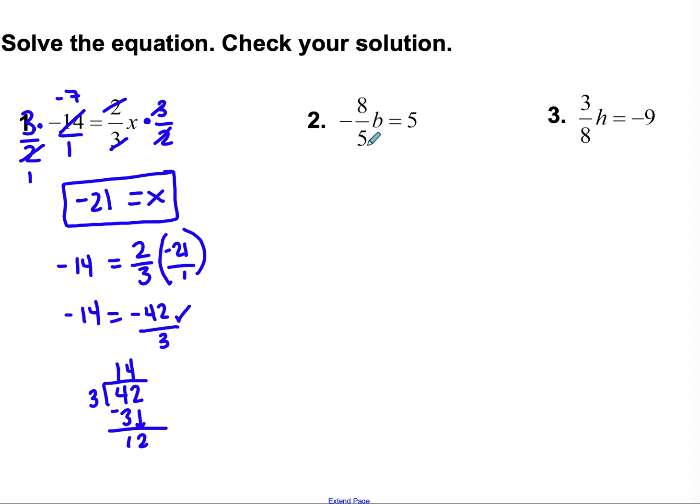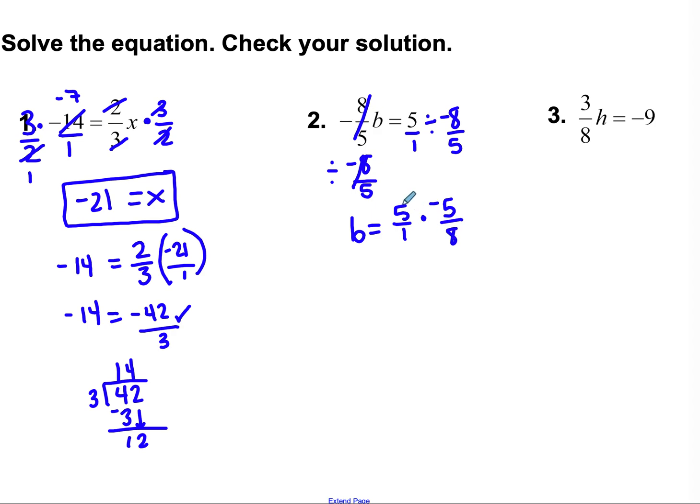So -8/5 b equals 5. This one I multiply by the reciprocal. This one I'll show by the division. It's the same thing. Divided by -8/5, divided by -8/5. Since it's a fraction problem, I do need to make that 5 a 5 over 1. Over here, this cancels out and leaves me with b. I need to do keep change flip. 5 over 1 times -5 over 8.